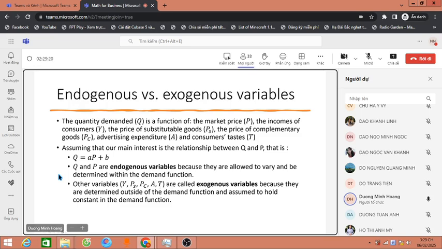Okay, so these factors that are not in our models are called exogenous variables, or out-of-model variables. They are assumed to hold constant in the demand function over here. We will assume these are constant numbers and they do not vary. We only allow P and Q to vary, not these types of variables. So we call these exogenous variables, and they are assumed to be constant.